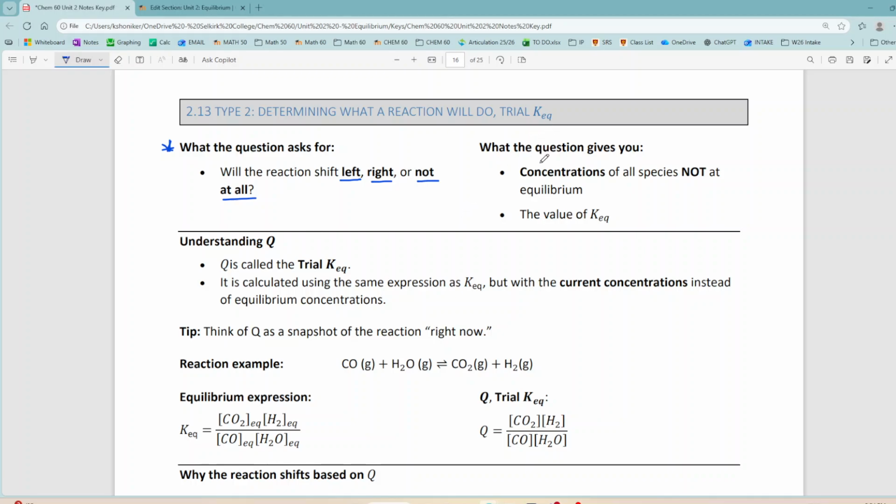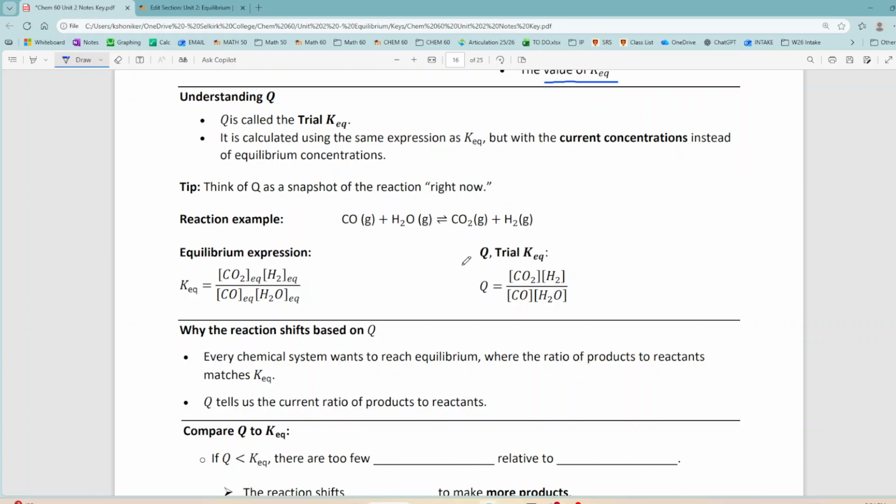The key thing is that the question is going to give you the concentration of all species, but it's not going to be at equilibrium. So versus the type 1 where they gave you the concentration of species at equilibrium, this question will give you the concentration of all species, but you will not be at equilibrium. And they will also give you the value of KEQ. So let's go through a little bit of pre-knowledge here.